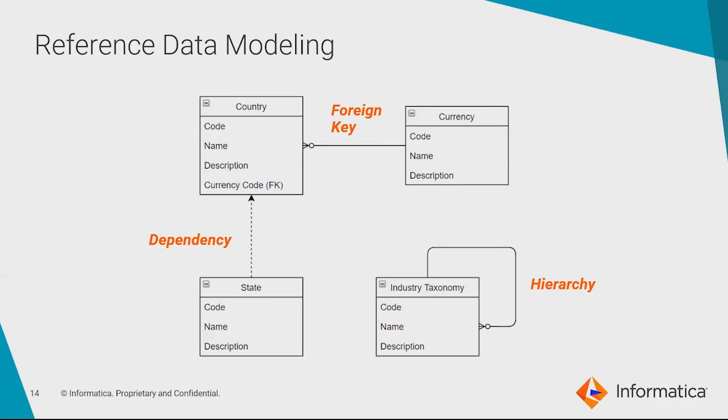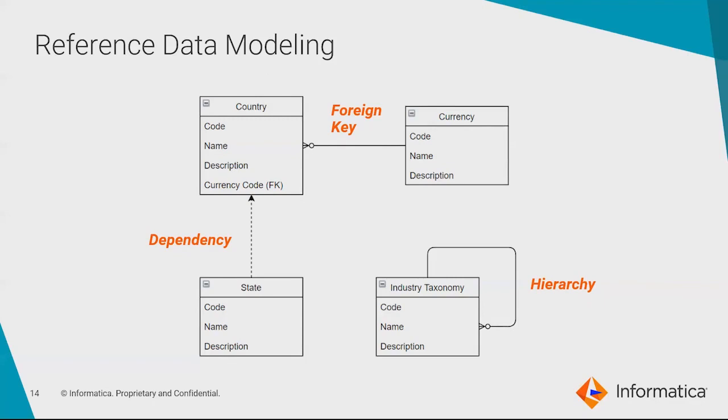You can see also we have a dependency relationship between country and state, so that we can facilitate, for example, dependent lookups in MDM, where the list of states that a user might see when they're entering data into a customer MDM might be limited to only those that are applicable to the country they select. So that's a dependent relationship, but it's not a foreign key. It works a different way.